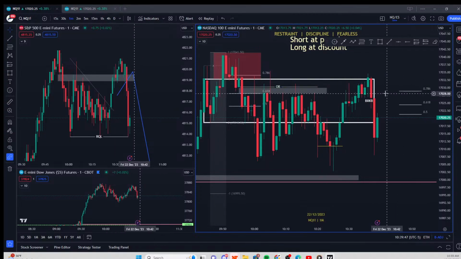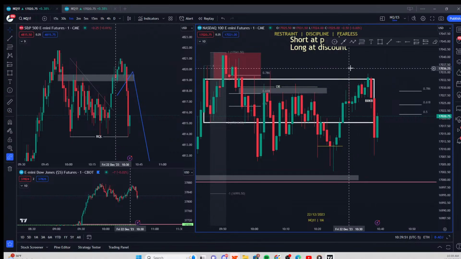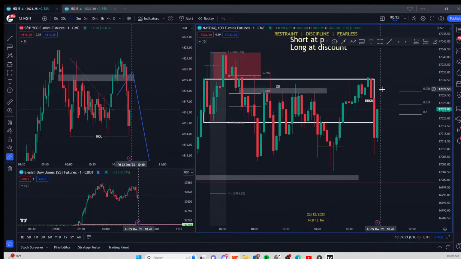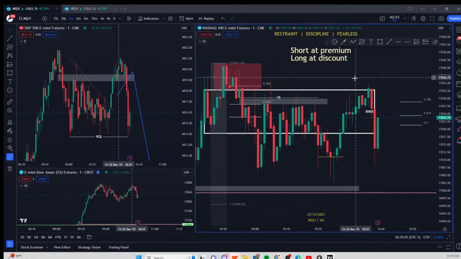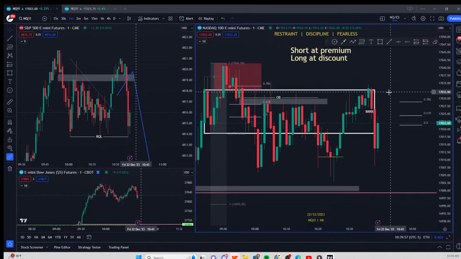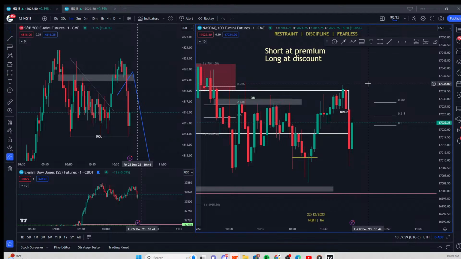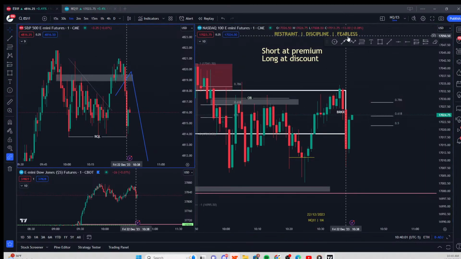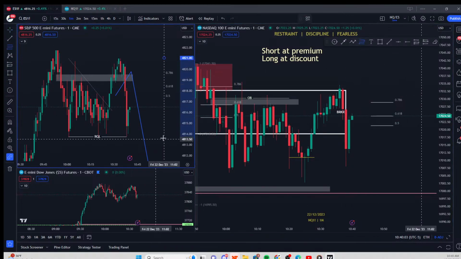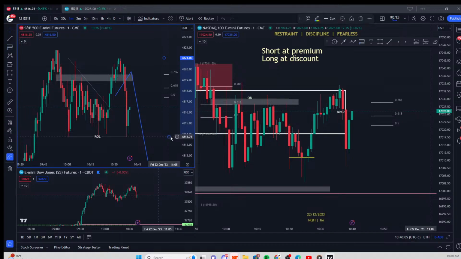I think it's the same kind of setup. You would just short 28 to 30. Then if it goes above, that's where you put your stop.